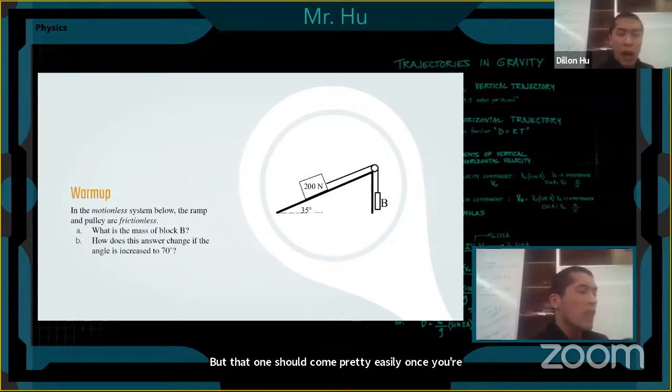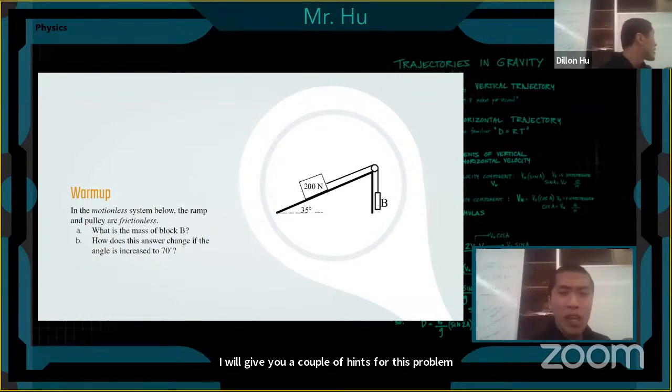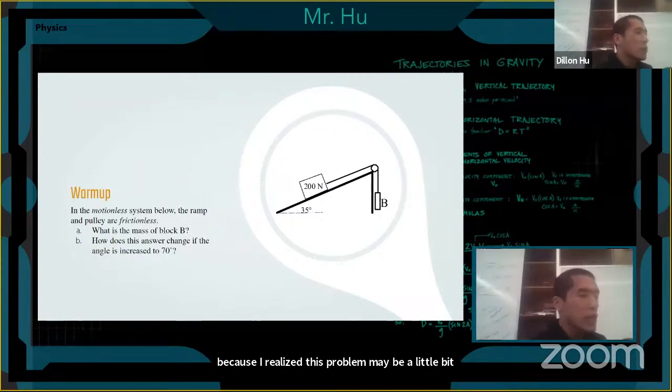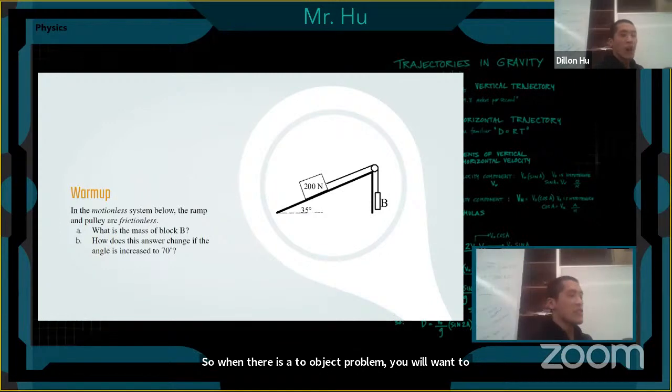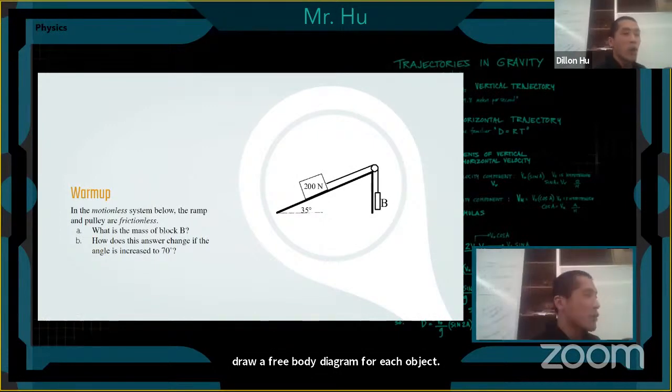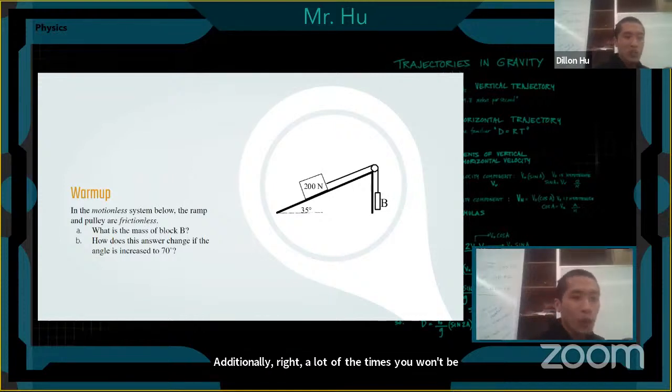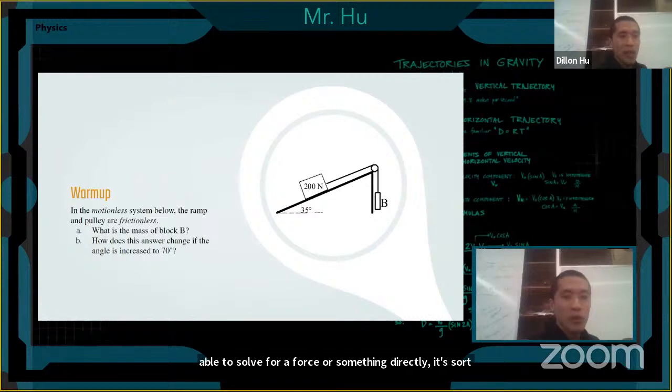So I will give you a couple of hints for this problem because I realize that this problem may be a little bit more challenging. This is a two object problem. When there is a two object problem, you will want to draw a free body diagram for each object and then solve a set of equations for each object. There's not going to be one magical solution that has all the forces together. You will need to solve a separate set of equations for each object. Additionally, a lot of the time you won't be able to solve for a force directly. You'll end up getting a system of equations that you then can use to solve for a force.